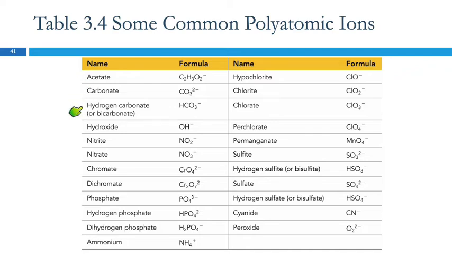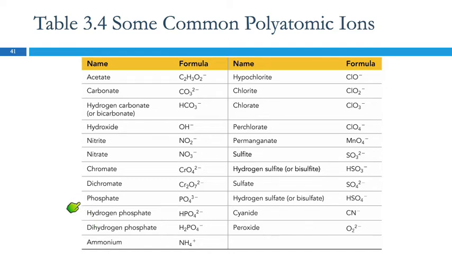Acetate, carbonate. So this one is very similar to that one, right? The difference is it has an H and the charge is one less. And that's because here a hydrogen ion has been added. And so that was carbonate, and this is called hydrogen carbonate because it has a hydrogen ion in it.